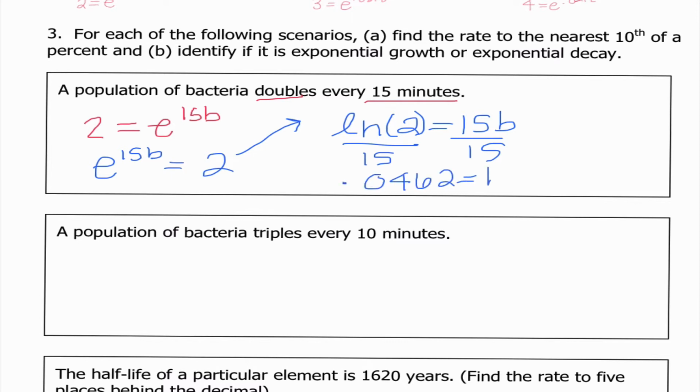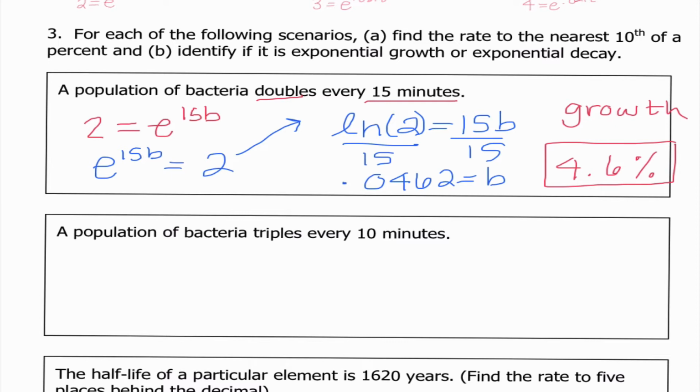0.0462 is b. Now, obviously, that is not our answer. I need to then take this decimal and move it over 2 places, and I get 4.6%. So if we look at this, this is a growth because it is a positive percentage. And we actually could have figured that out by just reading the question. When it's talking about what the bacteria is doing, it is doubling.